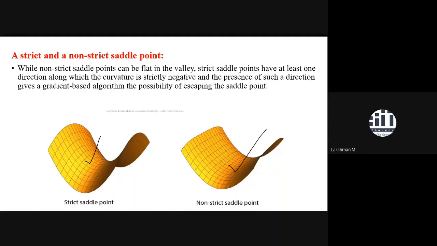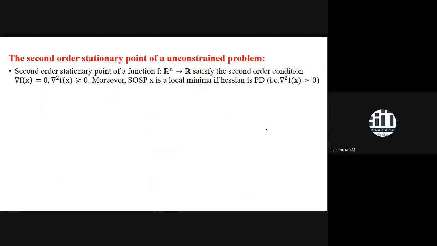If you have any question, you can ask. Otherwise, a few more things I would like to discuss. I will take a few more examples. But before that, I would like to discuss the second order stationary point of an unconstrained problem, for a function from Rn to R. What is that? Apart from satisfying the first order stationary criteria, it also satisfies the second order stationary criteria.